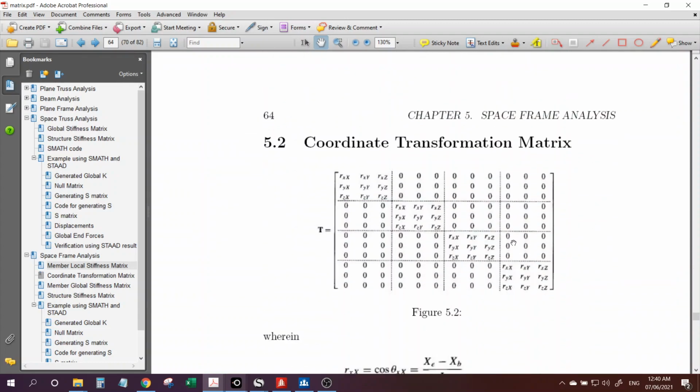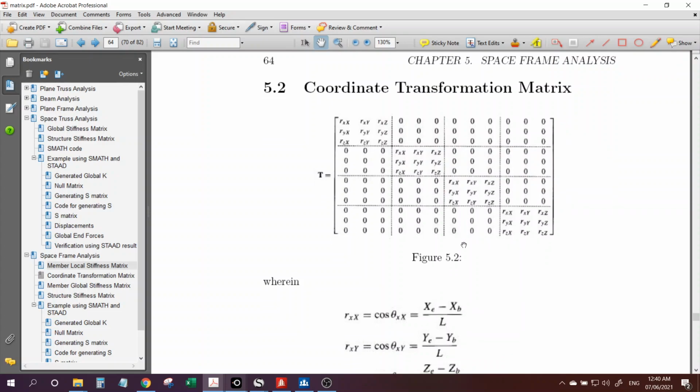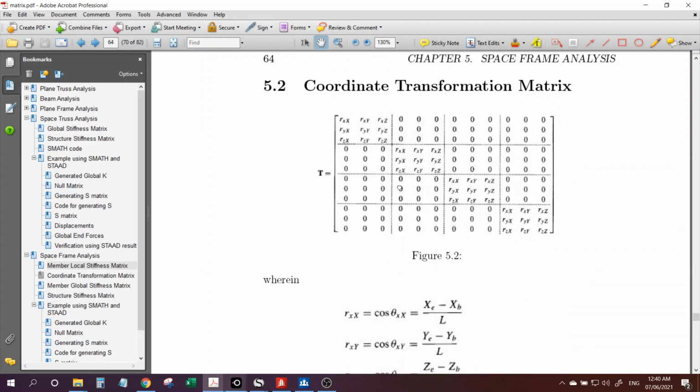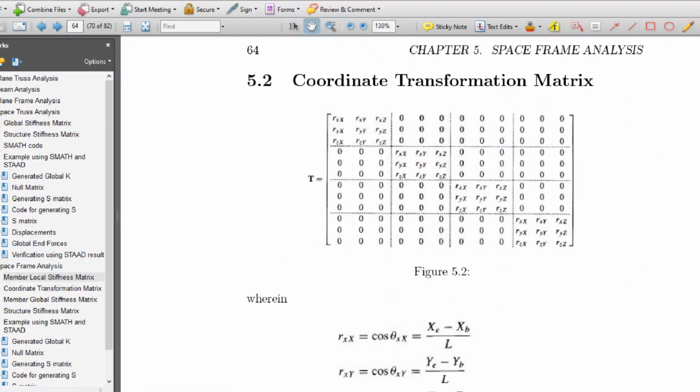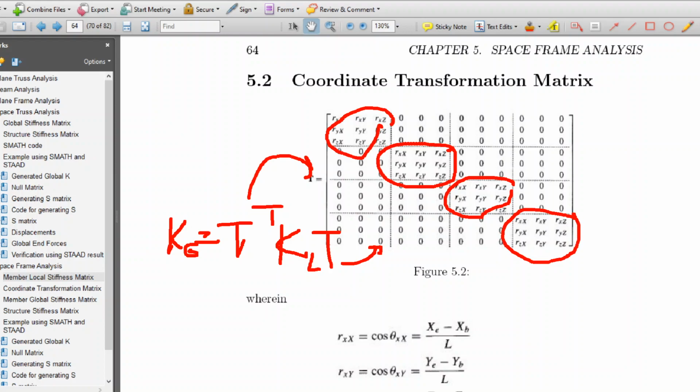And then we also, similar to the previous topic, have a transformation matrix in a space frame, and these are the formulas for that. So this is also 12 by 12. Okay, because we will be using again the formula T transpose KT, where K is the local axis matrix and T is the transformation matrix. So we need this matrix in order to generate the transformation matrix.